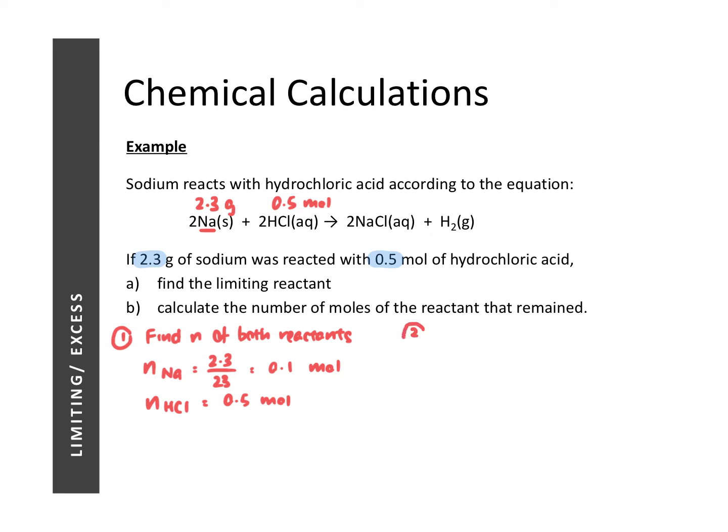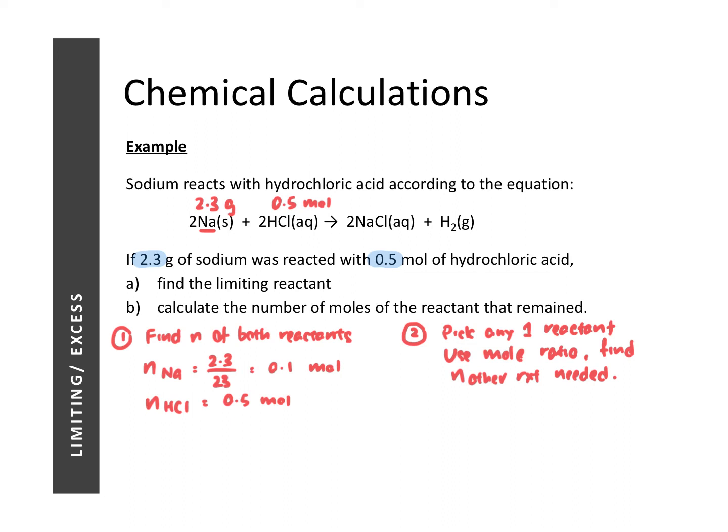Now step 2 is this, we have to pick any one reactant. Okay, and after that, using the mole ratio as given in the chemical equation, you need to find the number of moles of the other reactant needed. So what do I mean by that? In this case, we have two reactants. We have sodium and we have hydrochloric acid. You can pick any one reactant. You will always arrive at the same conclusion.